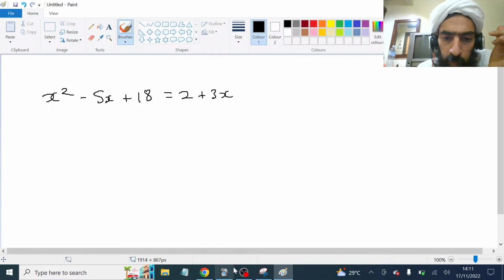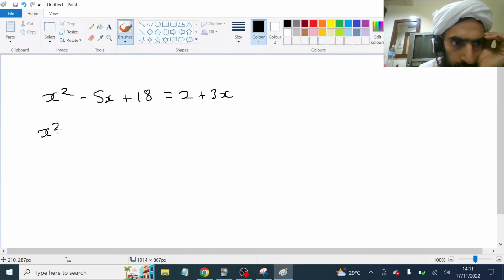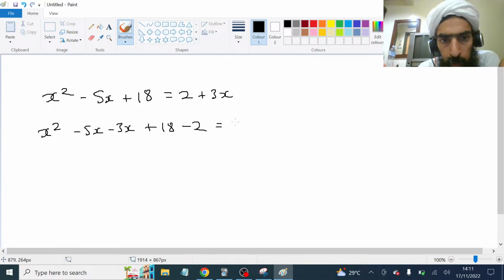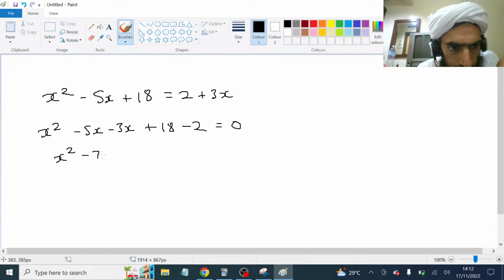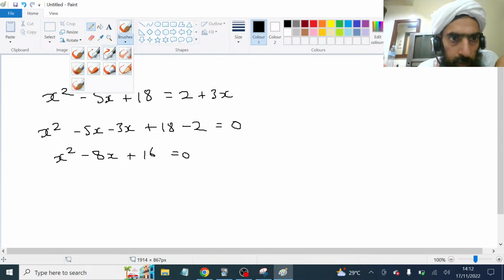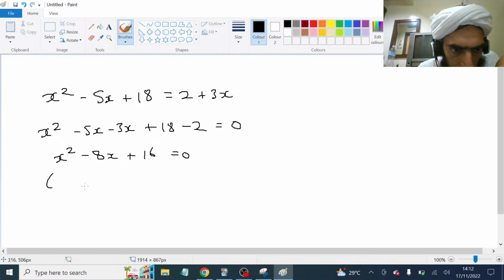We want to take advantage of what we did earlier. We want to make sure this side is equal to 0. So take the minus 2 across, take the 3x across. So you'll end up with x squared minus 5x minus 3x plus 18 minus 2. That does equal 0, so now let's simplify. And then finally, let's get our brackets and our factors filled in. So here are the two brackets.